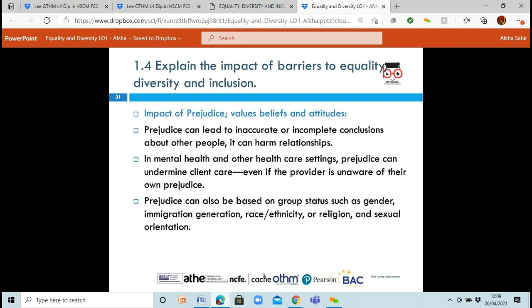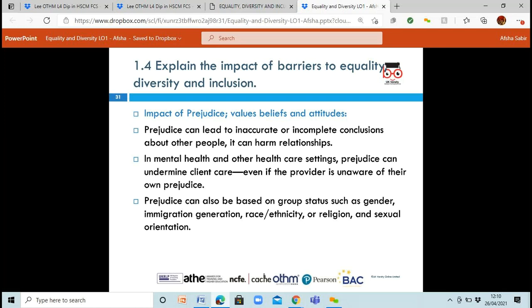Then you've got the impact of prejudice, values, beliefs, and attitudes. Again, this can lead to inaccurate or incomplete conclusions, so it can harm your relationships. Depending on what your own personal beliefs and attitudes are, sometimes it can colour how you look at other people. In mental health and in care settings, prejudice can undermine client care. Even if the provider is unaware of their own prejudice, it can sometimes colour how you speak to them.